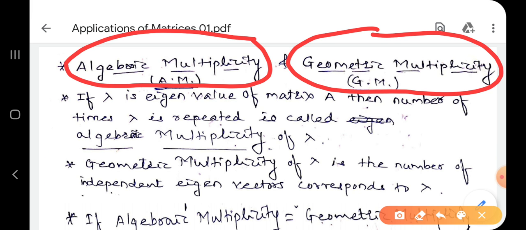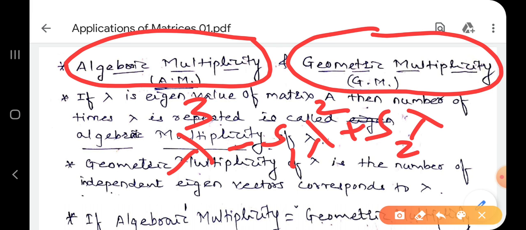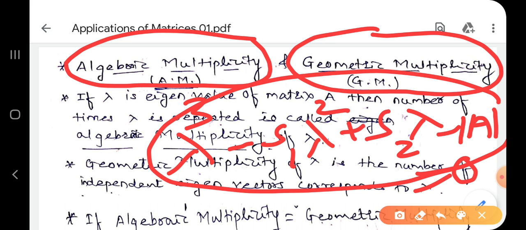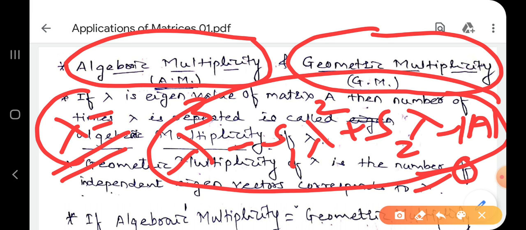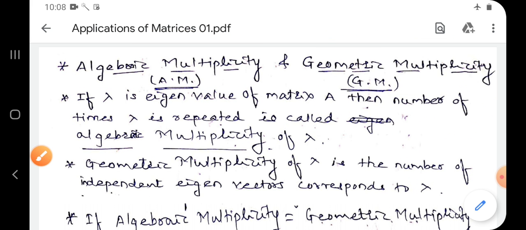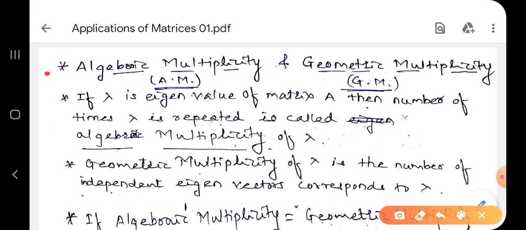We know how to find lambda using the characteristic equation, with S1, S2 and the determinant. Do you remember everything? If a 3 by 3 matrix is there, then the characteristic equation is lambda cube minus S1 lambda square plus S2 lambda minus determinant of A is equal to 0. From this we get the values of lambda. Now we are going to check the algebraic multiplicity and geometric multiplicity of this eigenvalue lambda.